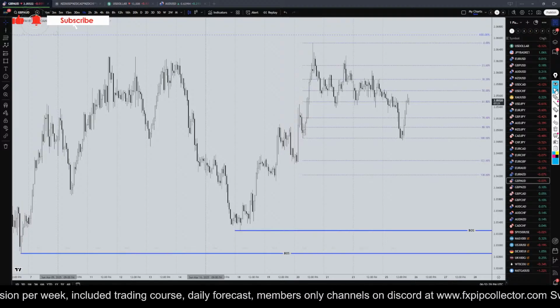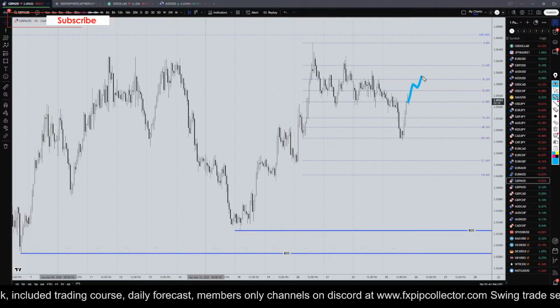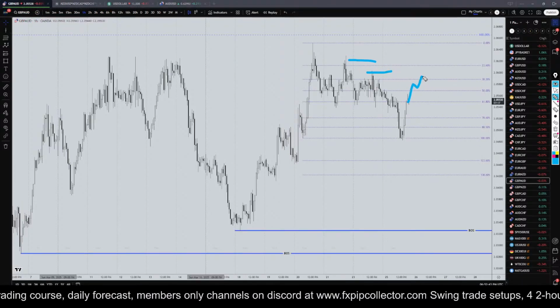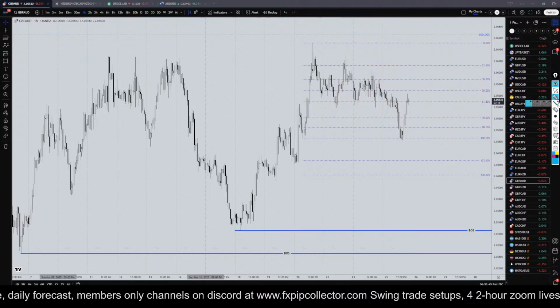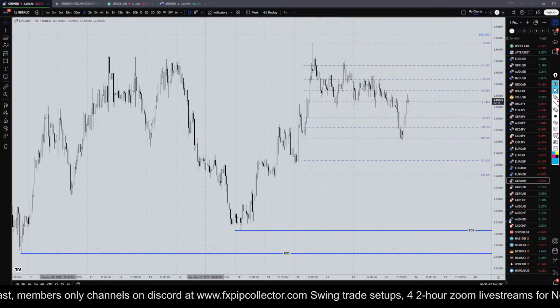That means the pound Aussie will probably drift up a little more, probably grab some of these highs and then probably go down again. And yeah, that's pretty much it.